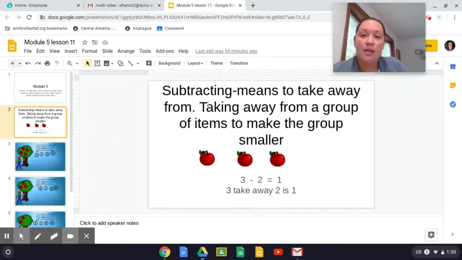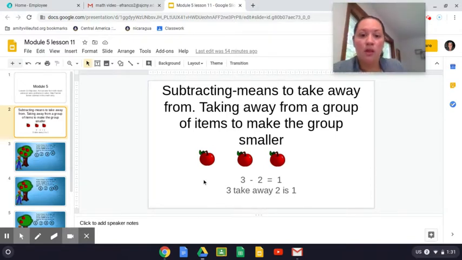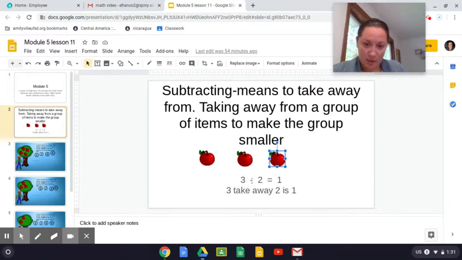So again, subtracting means to take away from something. You're going to take away from a group of items to make the group smaller. So down here I have the same subtraction sentence like I showed you here with different pictures. Okay, so now we're going to use apples. So I have 1, 2, 3 apples, and here is my number 3. Now this sign here again means to take away. And how many am I going to take away is the next number. So how many am I going to take away? 2. Good. So 3 apples, take away 2. How many are left?